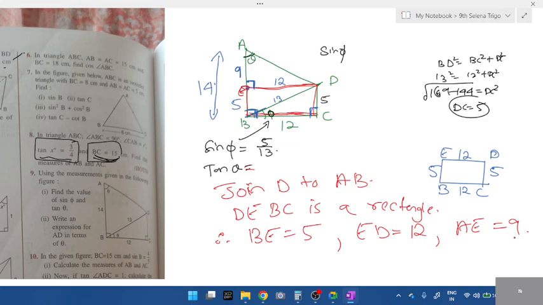What's the value? 15. Then find tan theta. For tan theta, you should take triangle ADE, students. So in this entire diagram, only BCD was a right angle triangle. If you join from D to E, we have another right angle triangle.